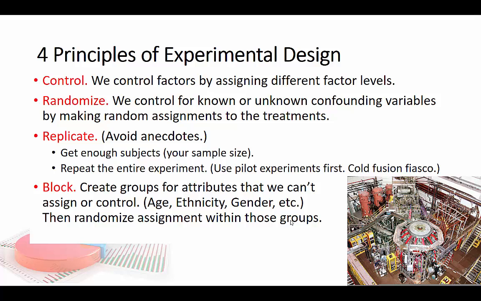So you might want to create groups based on age, ethnicity, gender, or some other attribute, and randomly assign within those groups. So if you had all the females, you would have the females doing each of the treatment levels. And then you would have each of the males doing each of the treatment levels, and you would randomly assign that within the block.